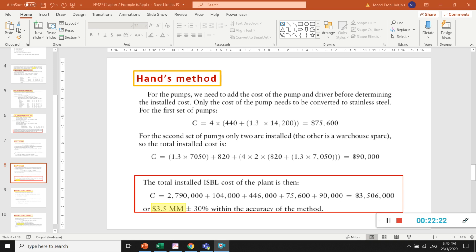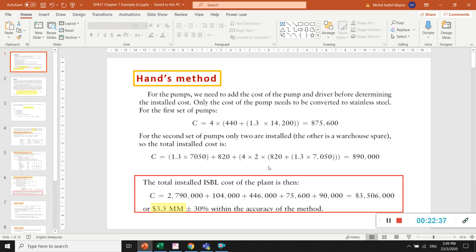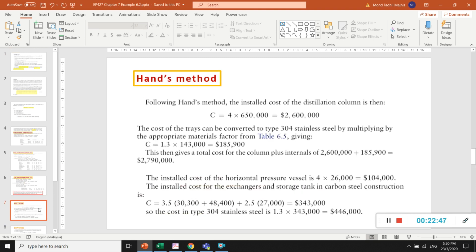So for the first set of pump, we do the same thing, we multiply by 4 all of this. Then for the second pump only 2 are installed. For the second pump we need to be very careful, because it's mentioned here. It's a tricky part. 2 installed plus spare. So 2 to be installed, another one is a spare.